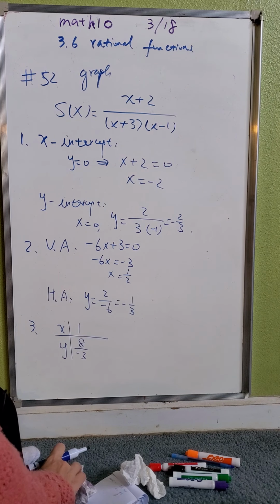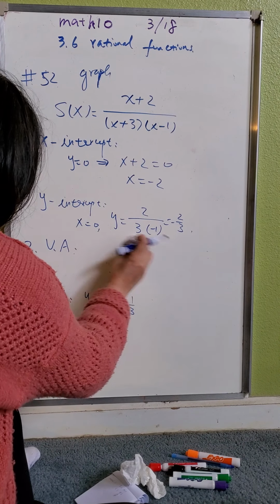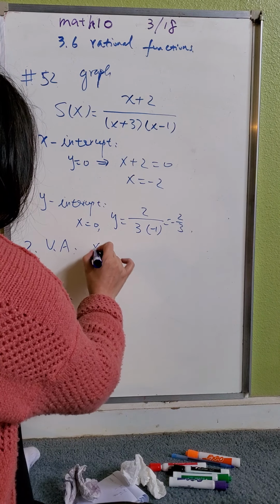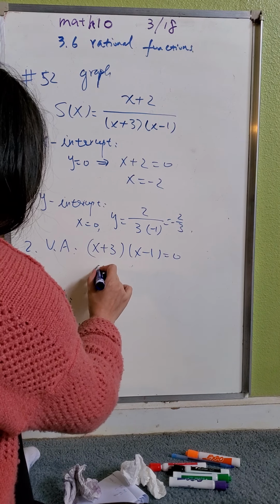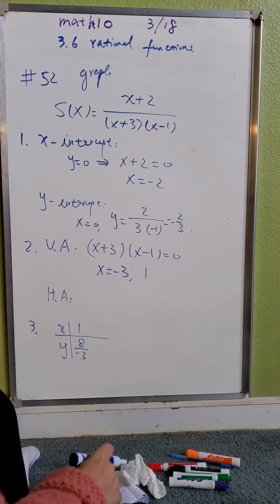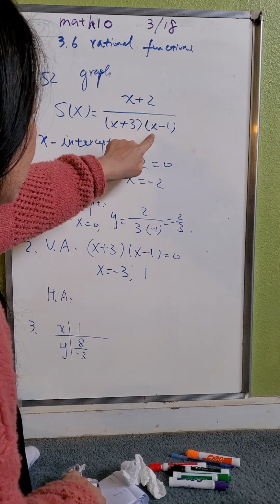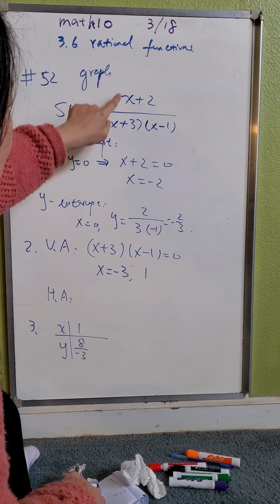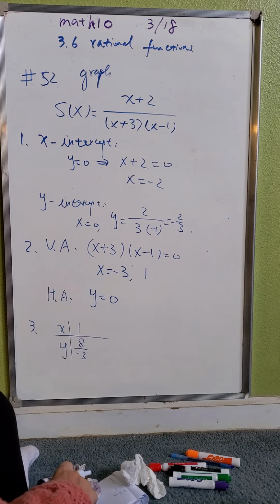Vertical asymptote again. So the vertical asymptote is where this equals 0. x plus 3 times x minus 1 equals 0. Then x equals -3 and then 1. Okay? And horizontal asymptote, look at this. This is x times x is x squared. Is that right? So the degree is 2. Okay? So therefore, the degree on top is smaller than the degree in the bottom. So 1 and 2 here. So therefore, your horizontal asymptote is y equals 0.